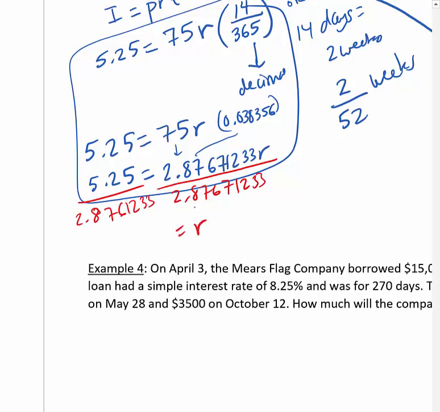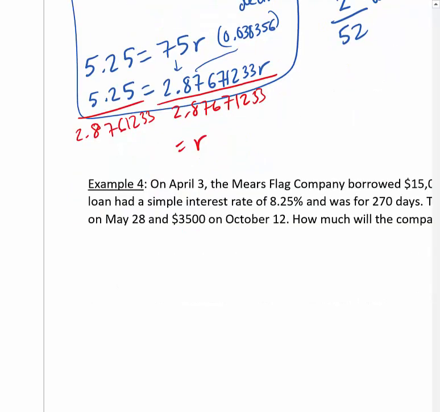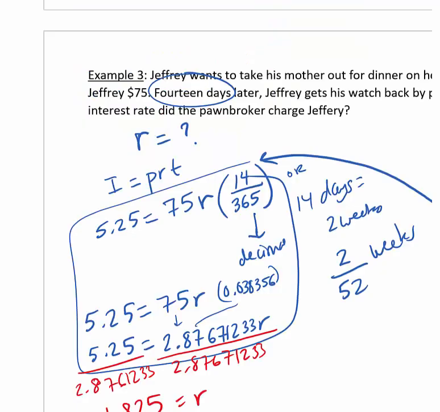So R is going to be 5.25 divided by 2.87671233. I'm getting 1.825. And remember that you're getting a percent in decimal form, so we have to move the decimal to the right twice still. So it's 182.5%.